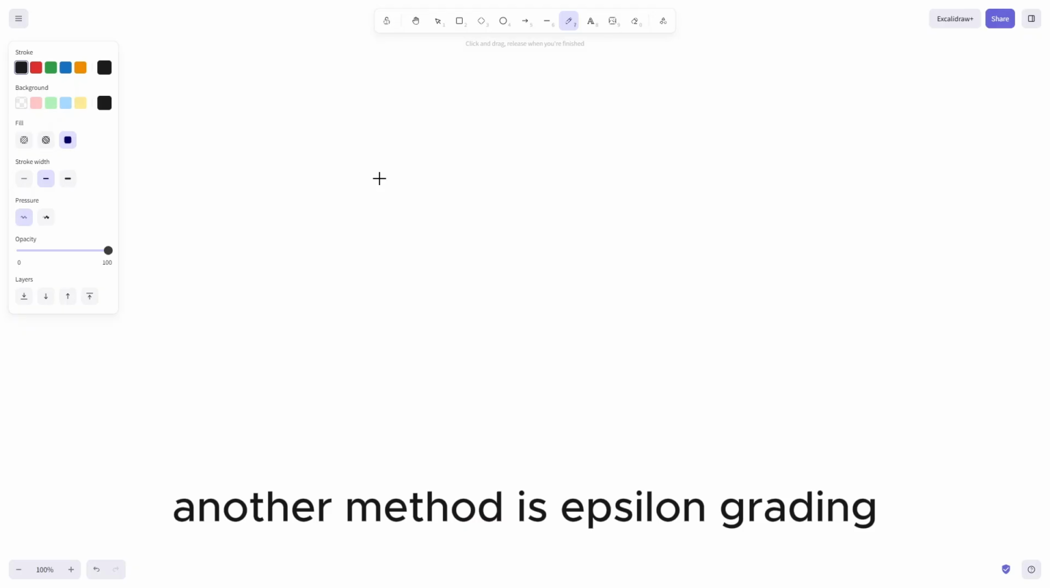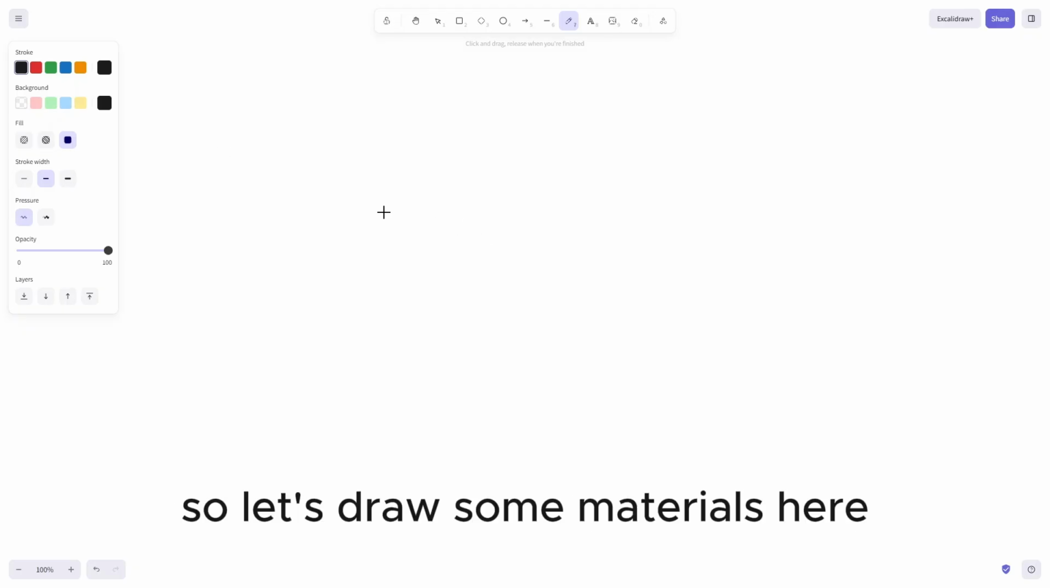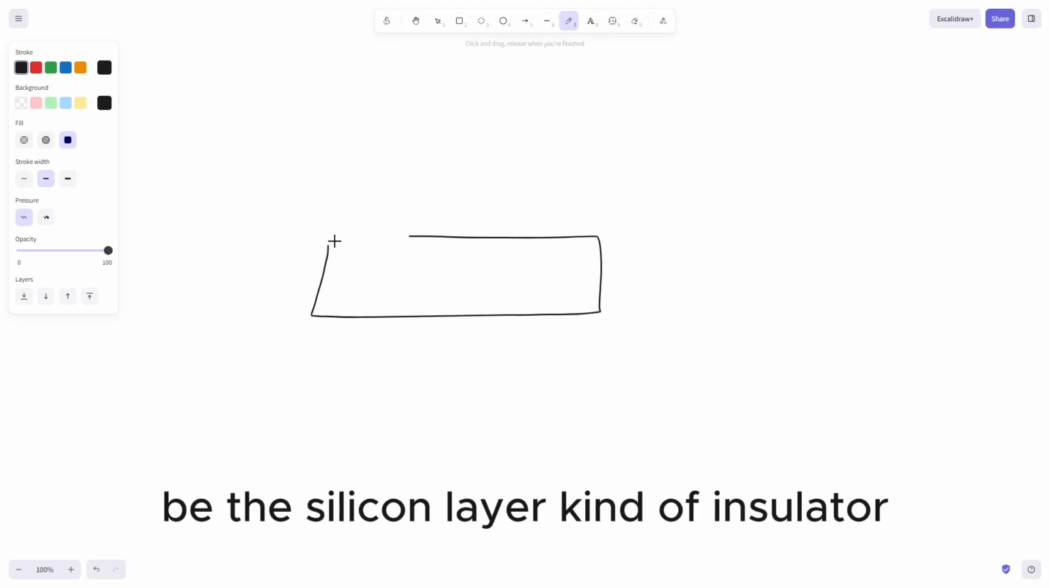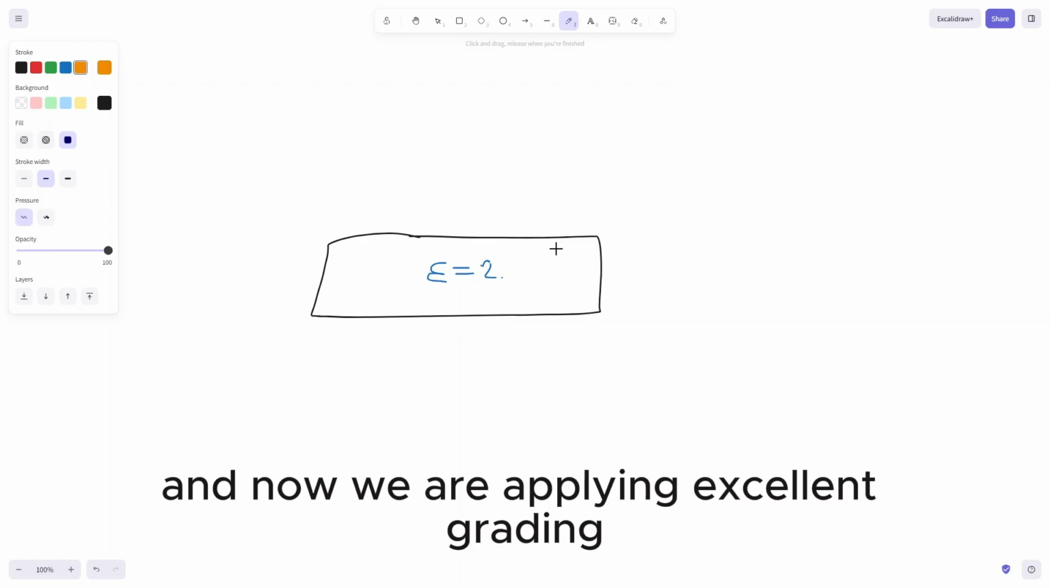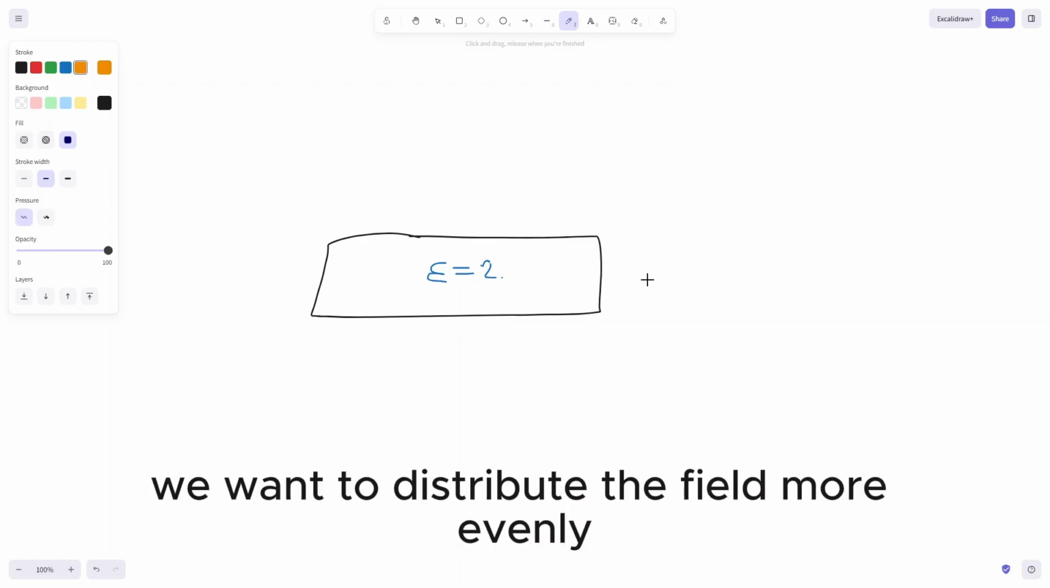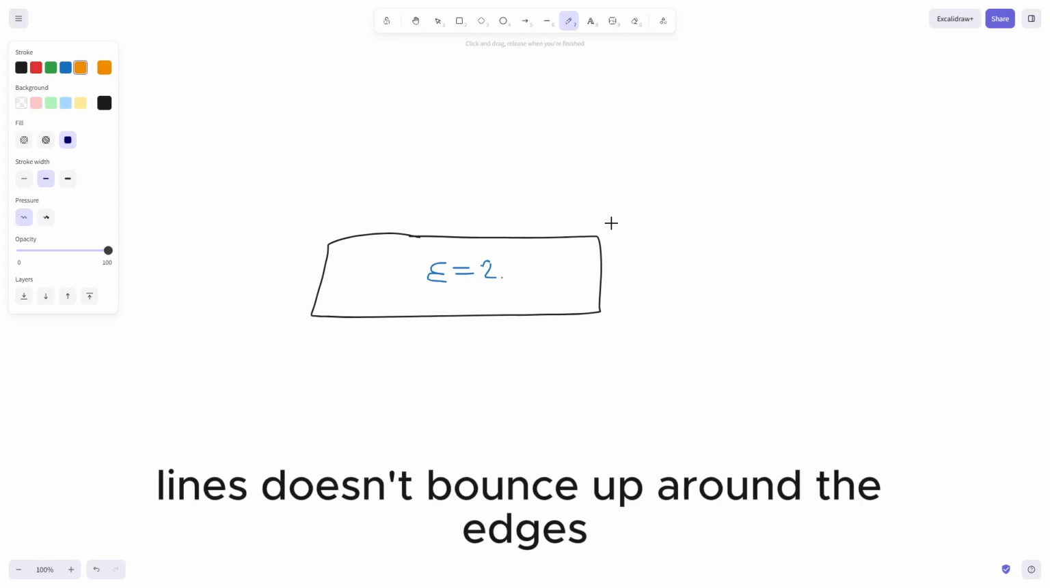Another method is epsilon grading. So let's draw some materials here. This could, for example, be the semicon layer, kind of insulator. So let's have this material be with a permittivity of 2. And now we are applying epsilon grading. When we apply epsilon grading, we want to distribute the field more evenly and make sure that the field lines don't bounce up around the edges.